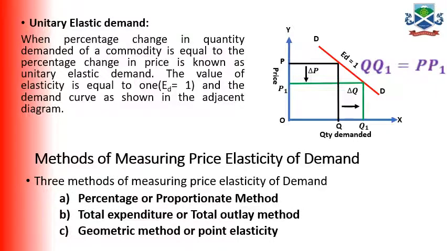Now we look at how to calculate this price elasticity of demand. Methods of measuring price elasticity of demand: there are 3 methods. One is called the percentage or proportionate method, then the total expenditure or total outlay method, and the geometric method or point elasticity. So now we'll go one by one.